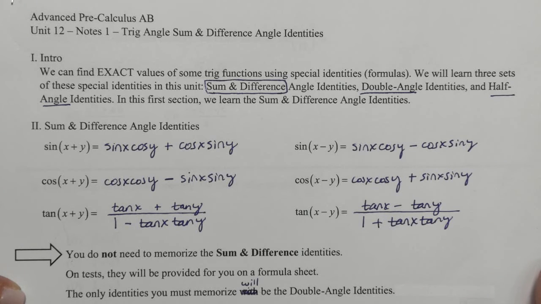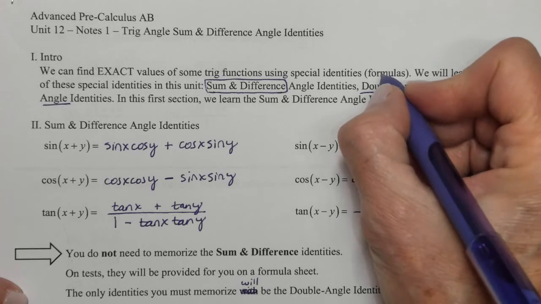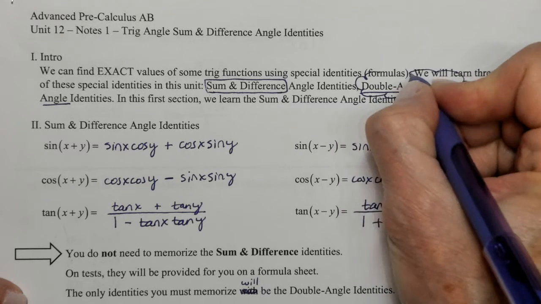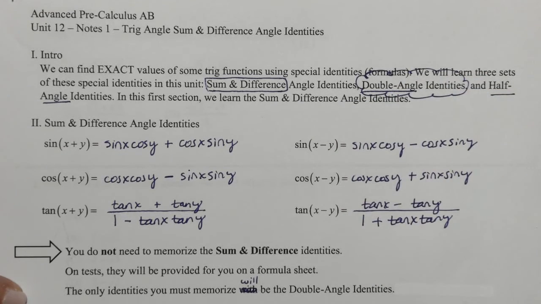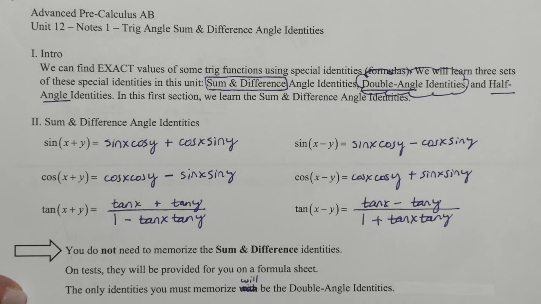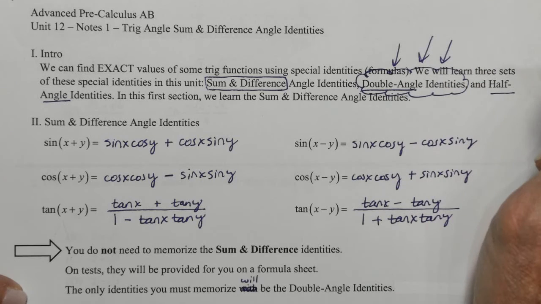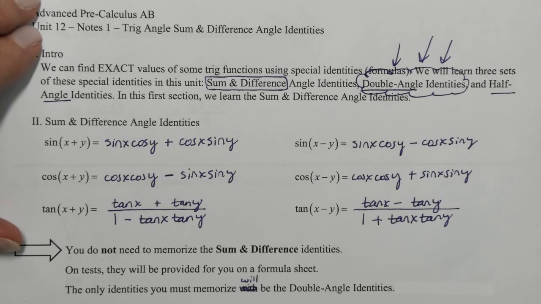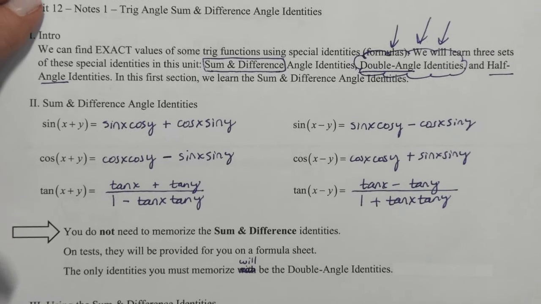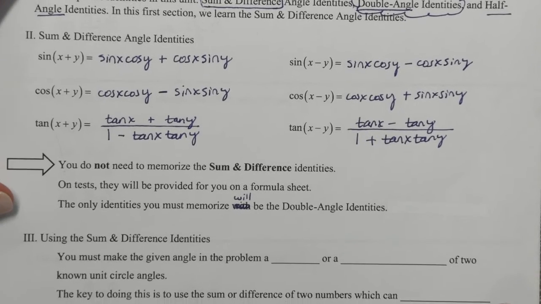You do not need to memorize these 6 identities. The only identities that we do in this unit that you will need to memorize are the double angle identities. Those I need you to know because they are important. They're super important for calculus. We use those in calculus to take the derivatives, integrals, and to simplify things.